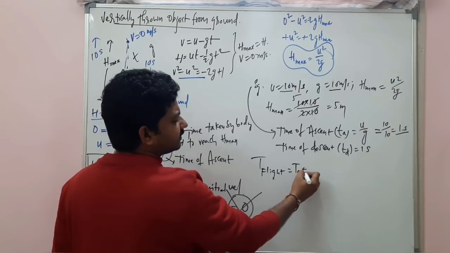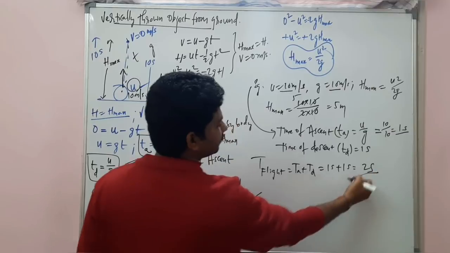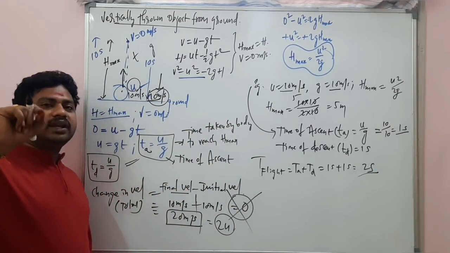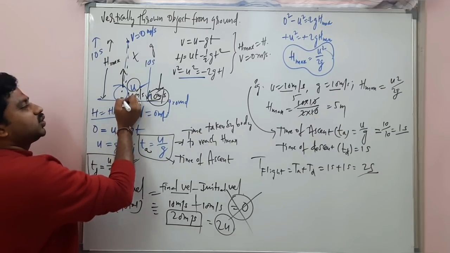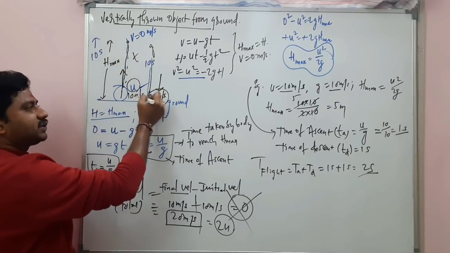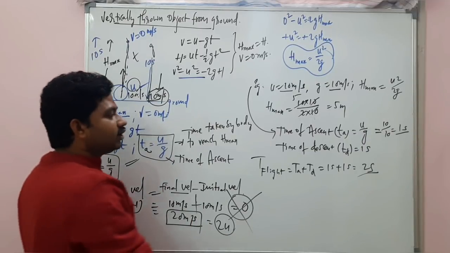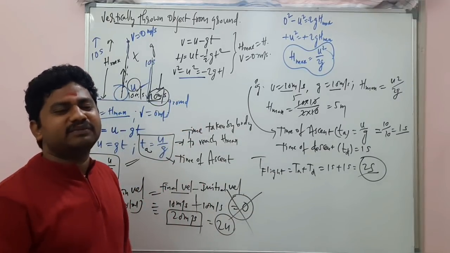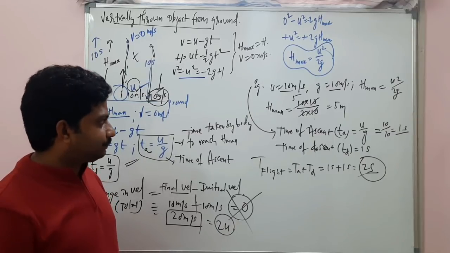And time of flight. Time of flight is time of ascent plus time of descent. 1 second plus 1 second is 2 seconds. Time of flight means the total time taken by the body in air. So that means the total journey. So this is time of ascent and this is time of descent. Total time taken by the body to reach the ground from the ground. It's 2 seconds. Right? Time of flight, time of ascent plus time of descent. Okay? Clear?